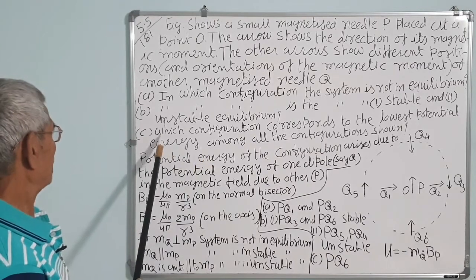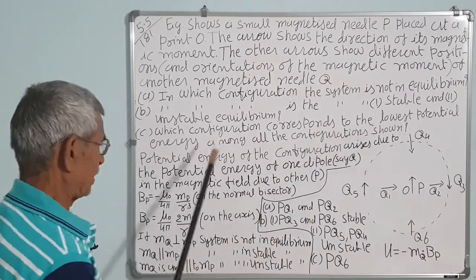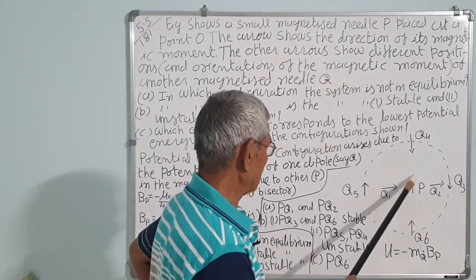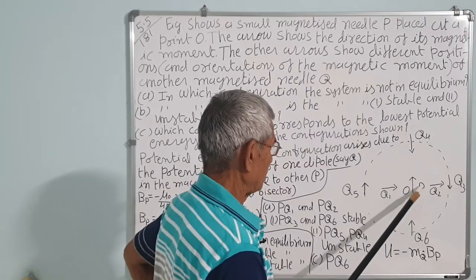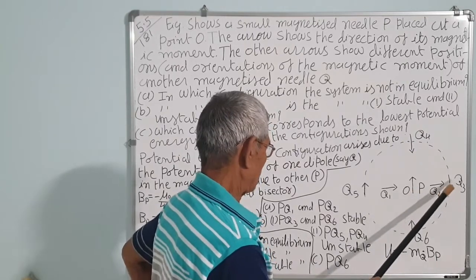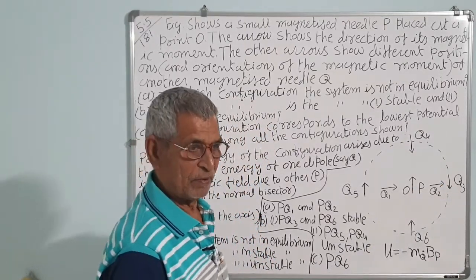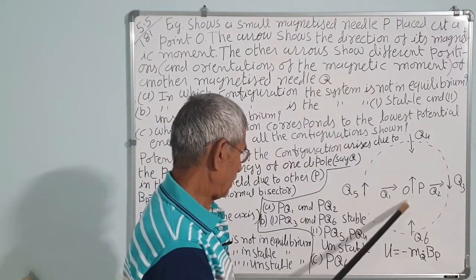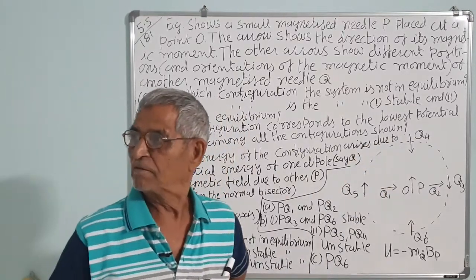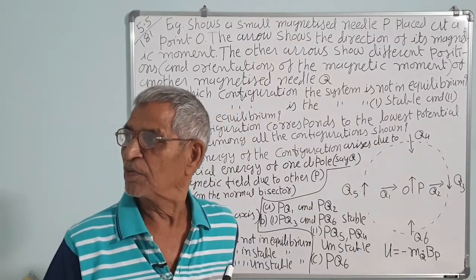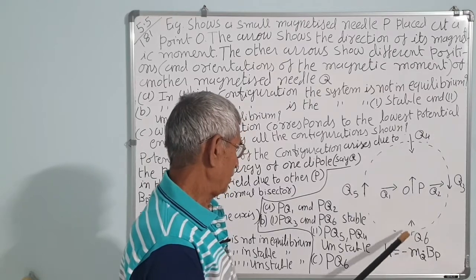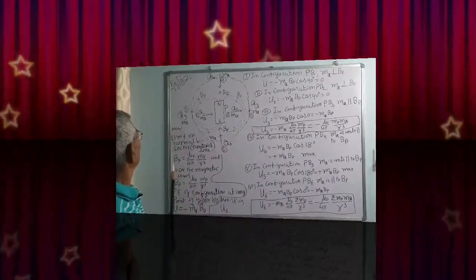Now, which configuration corresponds to the lowest potential energy? You can see here it is along the axis, whereas here it is on the bisector, correct. This dipole moment is on the bisector, and on the bisector the field is half. Here, on the axis, it is double. As we have seen earlier, the field is mu0 upon 4 pi times 2m upon r cube on the axis. So the potential energy here will be minimum.